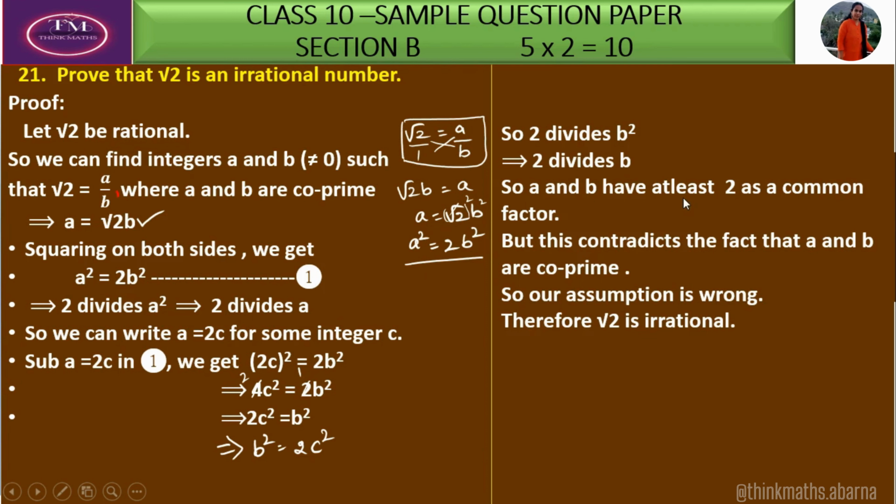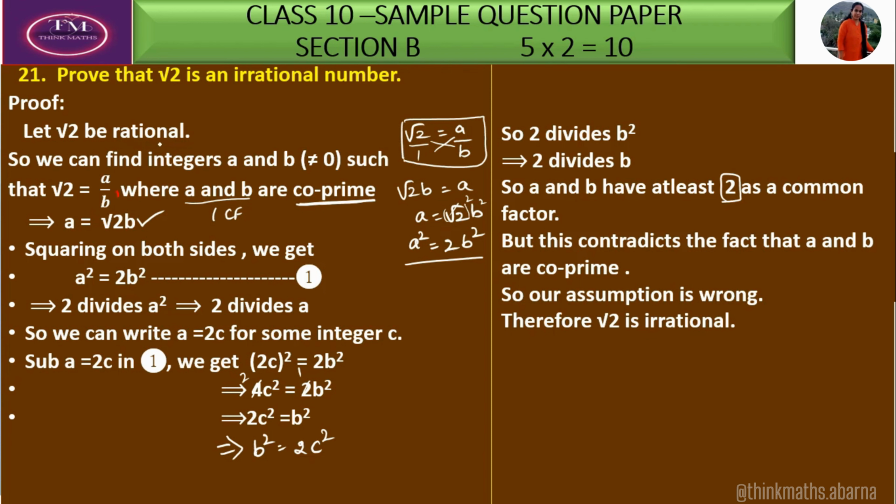So a and b have at least 2 as a common factor. But what we assumed is that a and b are co-prime. What do you mean by co-prime? Co-prime means they have only 1 as a common factor; no other common factor. But we got the common factor as 2. We got this contradiction because we assumed root 2 as rational, so this assumption is wrong.